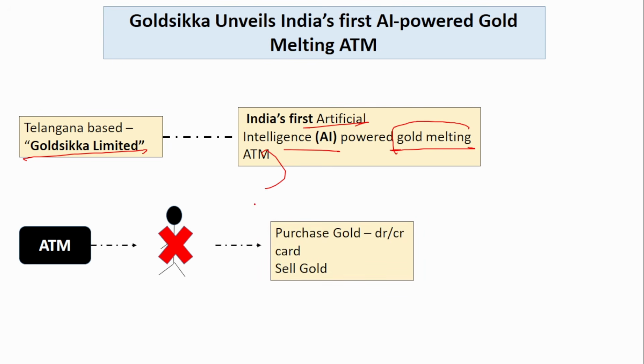Here, the customer can directly interact with the ATM and purchase gold either through debit card or credit card, and also sell his or her gold. So here no human interference is there. Just the ATM and the person who wants to sell or buy gold. Okay, this is what Gold Sikka Limited will do. It is the first AI powered gold melting ATM.